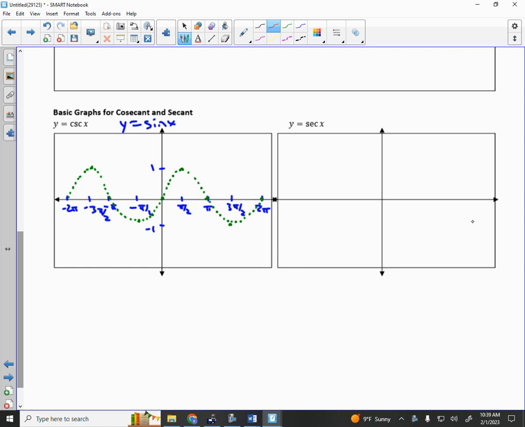So I started to look at the sine graph and say, hey, sine is equal to 0 right here. What is the reciprocal of 0? Undefined. So if sine's equal to 0 there, that means cosecant's undefined. What do we draw if it's undefined? A vertical asymptote. If you haven't watched the tangent cotangent video yet, then that's why you don't know this.